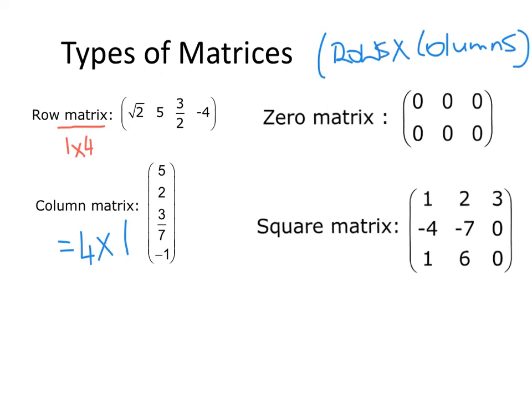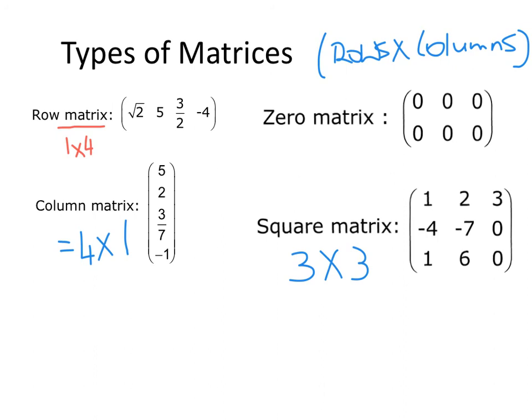Okay, here we have a zero matrix, and all the elements of the matrix are zeros. Square matrix, what do we have? The same number of rows as the number of columns. So here we obviously have a 3 by 3, but other common square matrices would be a 2 by 2 matrix or a 4 by 4 matrix.